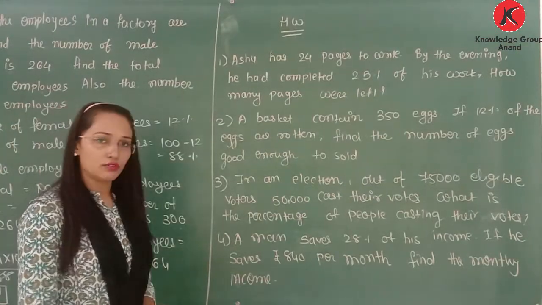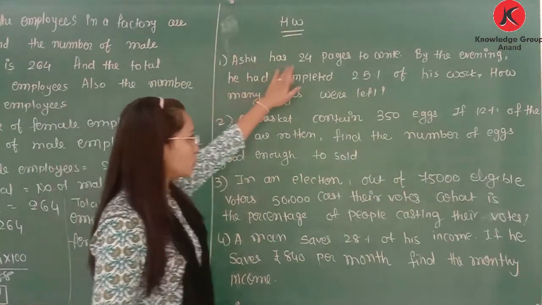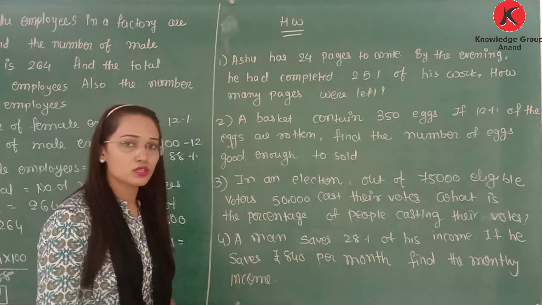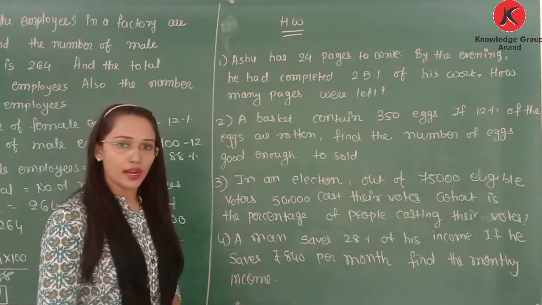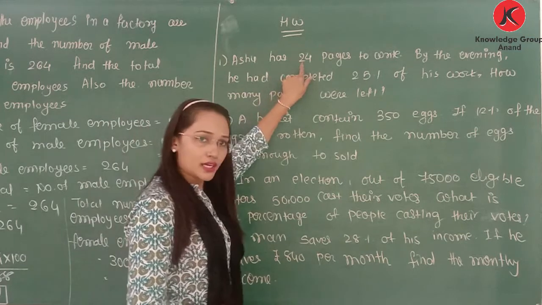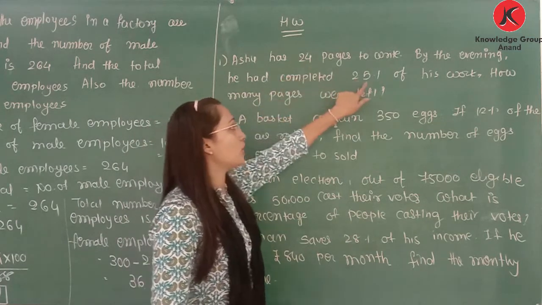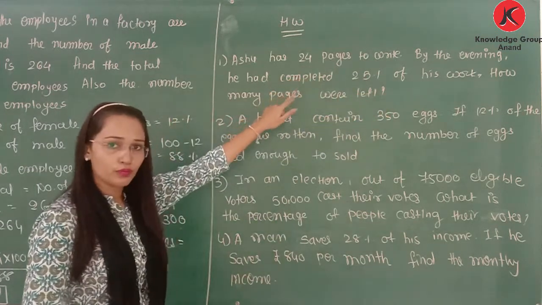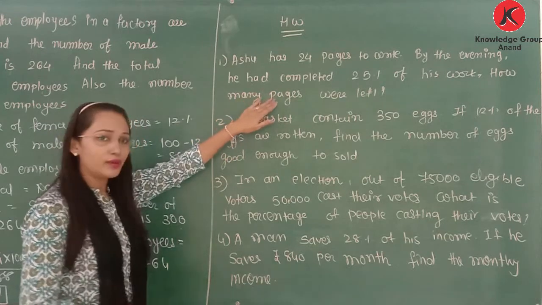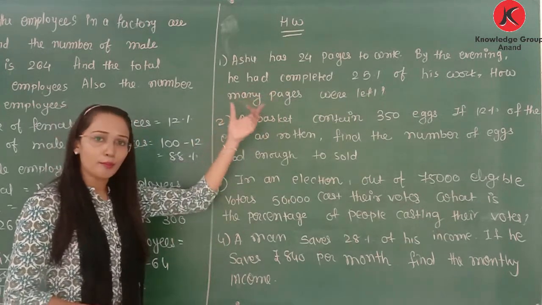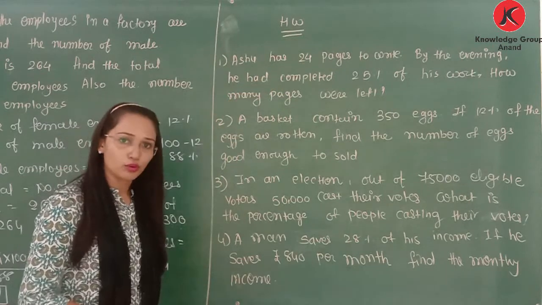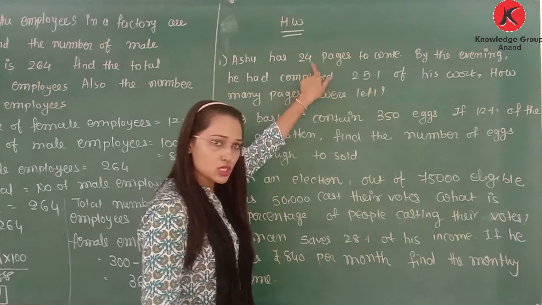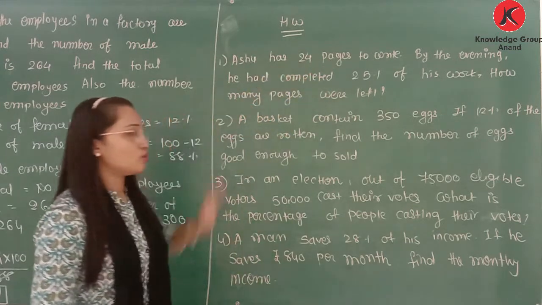Here 4 examples are given that you need to solve in homework. Asu had 24 pages to write. By the evening he had completed 25% of his work. How many pages were left? So here the total pages are given and the completed percentage is given. So we can write 25% of 24. So you will get the number of completed pages. First find 25% of 24, so you will get completed pages, and from completed pages you can find the remaining pages.